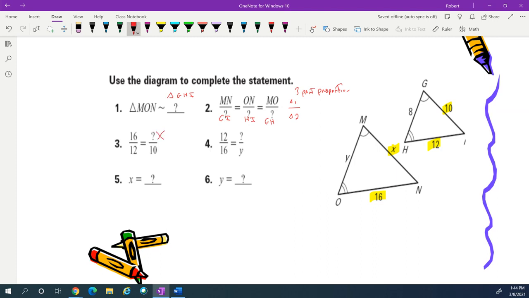And we can solve that, because that's what we have to do in number 5 rather, is solve that. 12x equals 160. So we'll divide. 16 over 12, x over 10. 160 divided by 12 is 13.3.